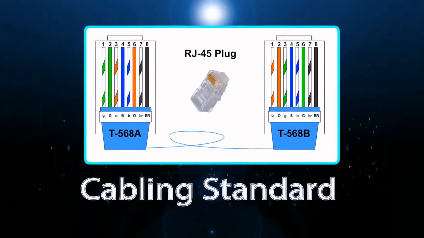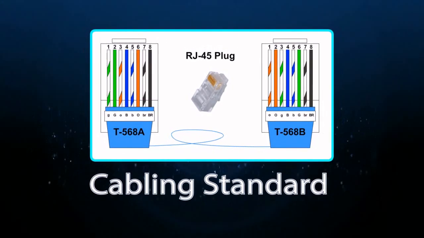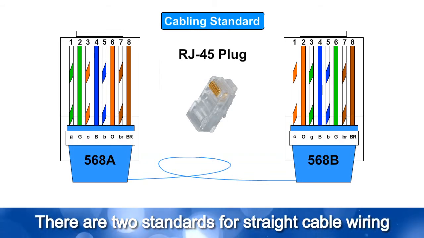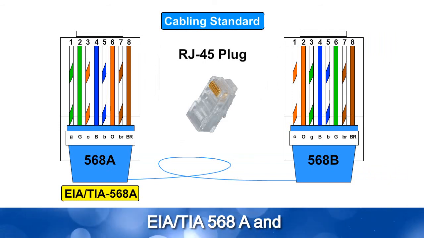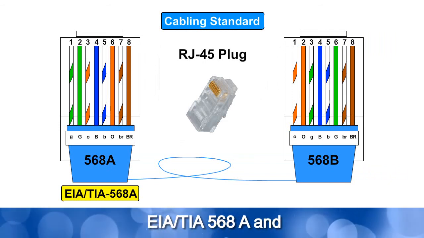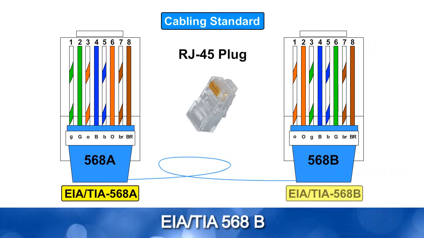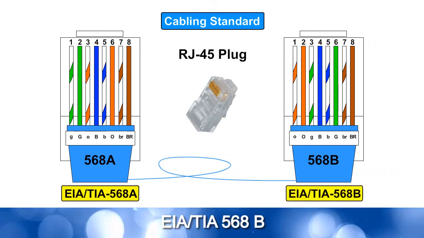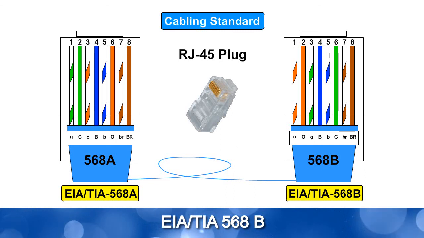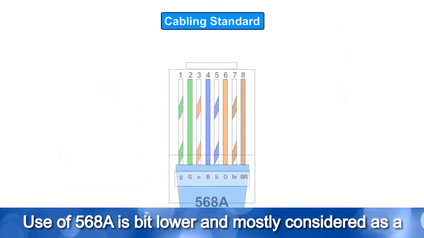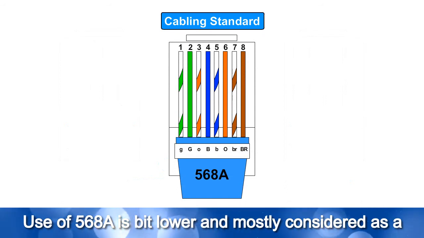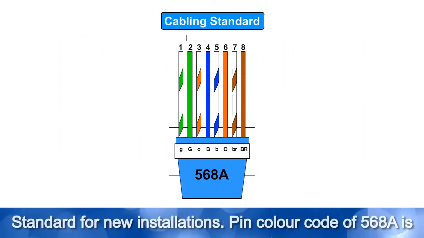Cabling standard. There are two standards for straight cable wiring: EIA/TIA 568A and EIA/TIA 568B. Use of 568A is a bit lower, and it is mostly considered a standard for new installations.